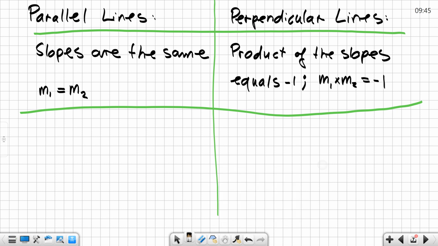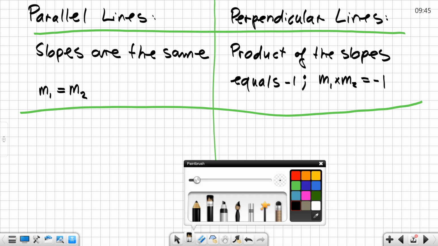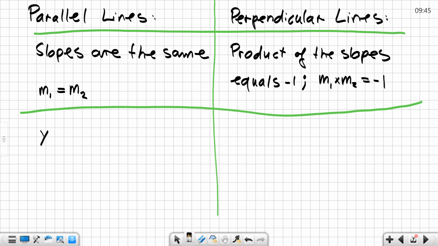Let's get used to a little bit of notation. M1 would be the slope of my first line. M2 is the slope of the second line. So in other words, if M1 is equal to M2. Let me give you two equations as an example here. If my first equation looks like this, y is equal to 2x plus 3, that would be y1. And the second line, y2, is equal to 2x minus 4, then these two lines are in fact parallel.